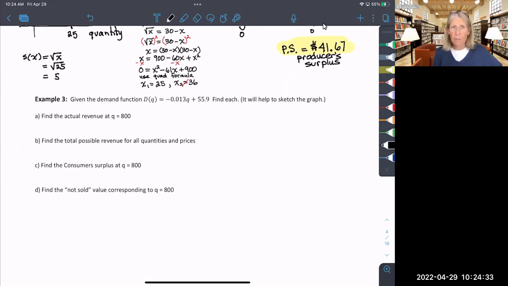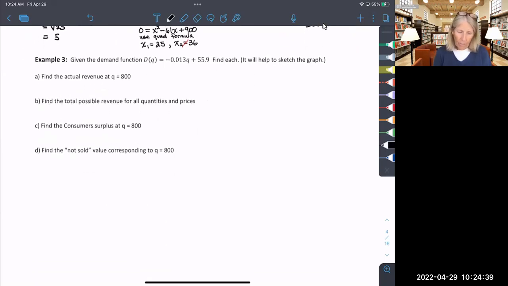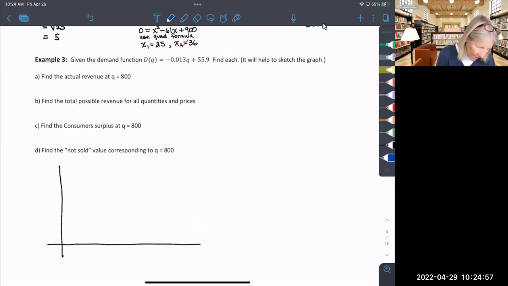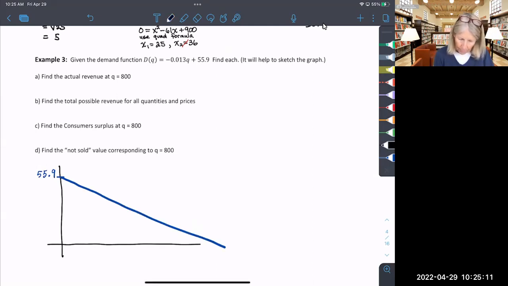And I 100% agree. I think it's essential that you sketch the graph. So the one in the homework, you definitely want to look at the picture of this. So for the picture, use Desmos. Let's draw a little graph here. We have this demand function, negative 0.013Q plus 55.9. So it's going to be a function that has a y-intercept at 55.9. It's a linear function. It has a negative slope, so it's going to slope down. Again, use Desmos and you'll see the picture.